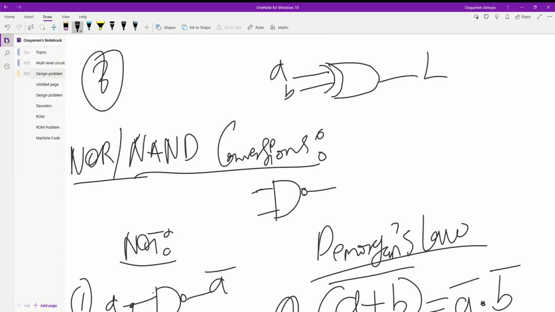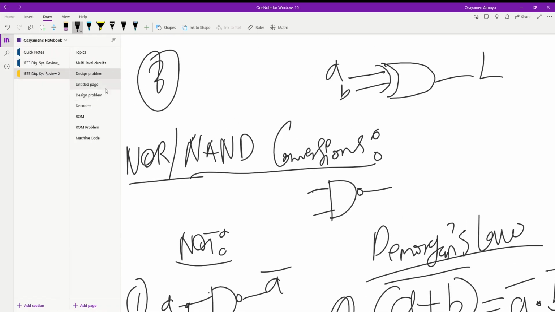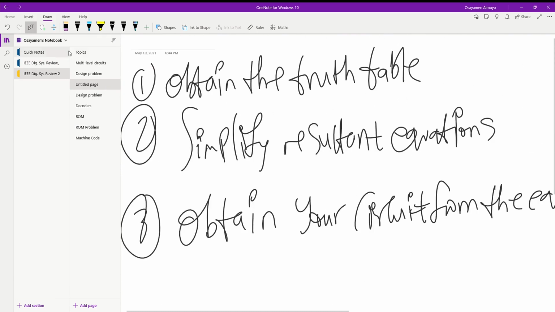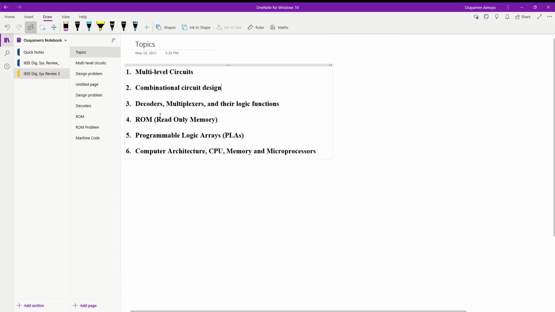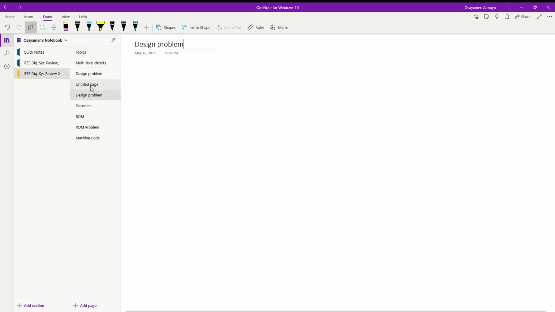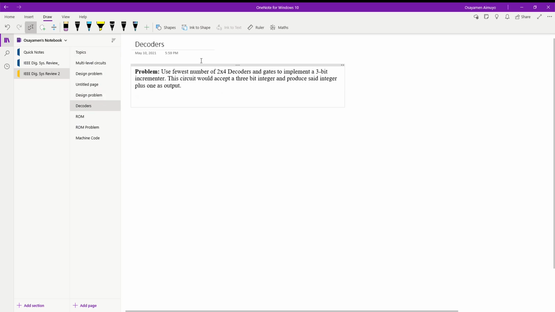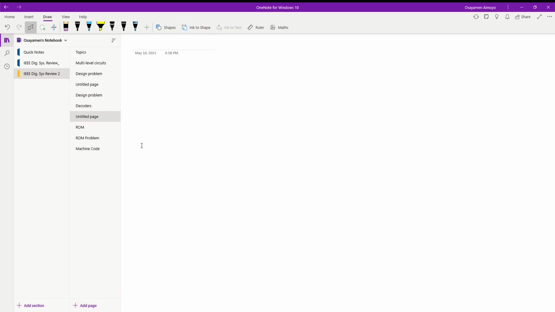Okay. So moving on to our next topic. Let's see what we have here. Decoders, multiplexers, and your logic functions. Before we go there, let us consider: what are decoders? Let me just draw something here.